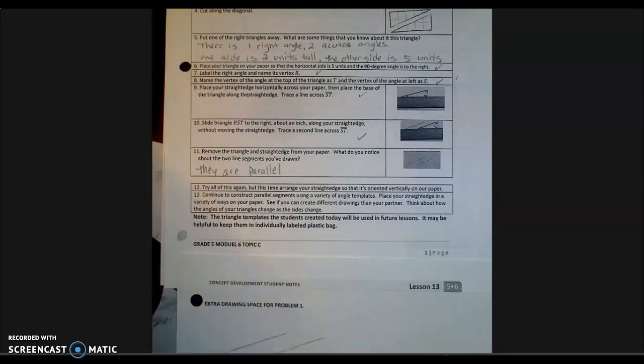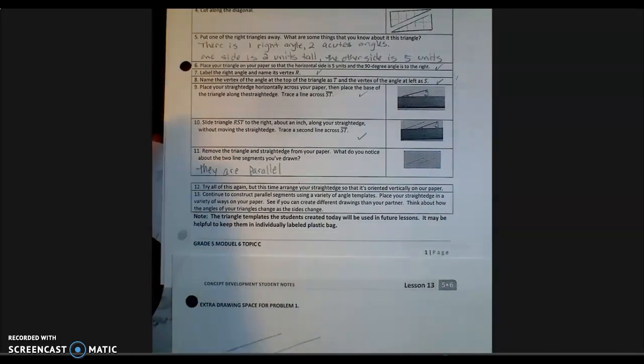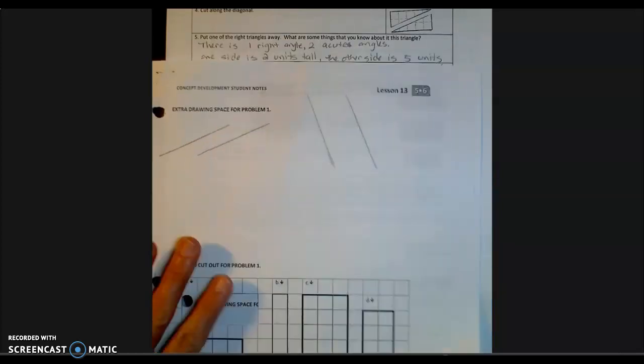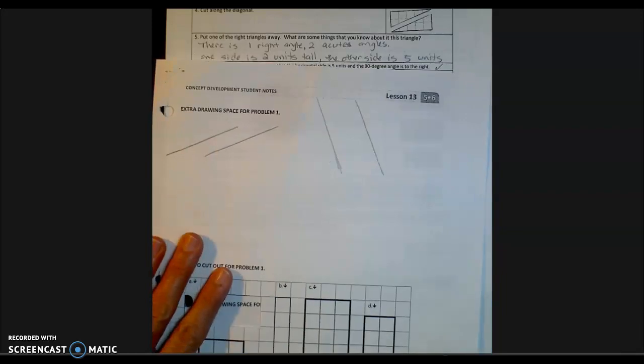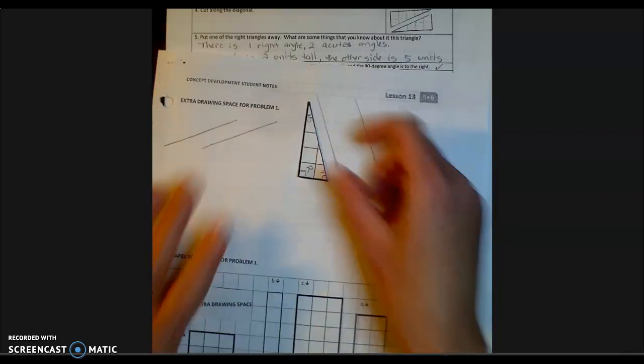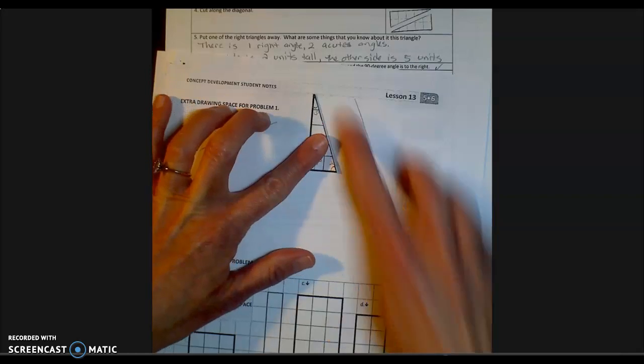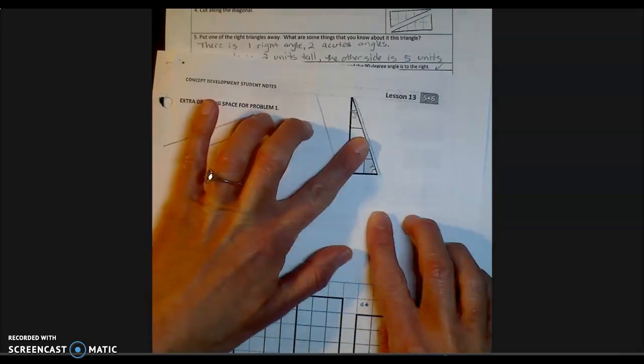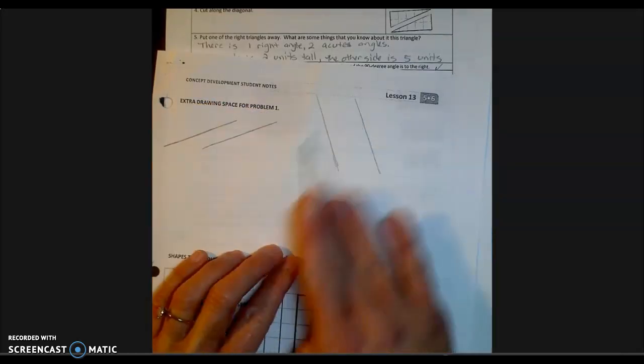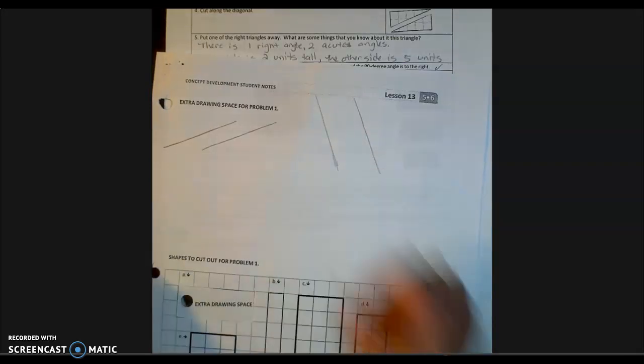Okay. So the next one says, try all this again. This time arrange your straight edge so that it's oriented vertically on our paper. But we're going to skip that part. I'm going to show you an example of it. So if we had done it, they're just saying that we would do it this way, draw a line, and then we'd slide it over. Same thing, our lines are still going to be parallel.